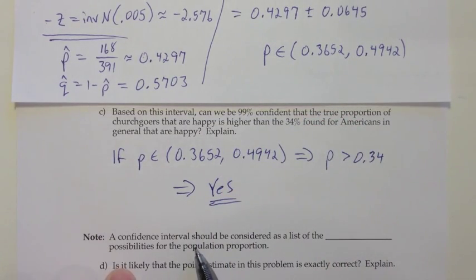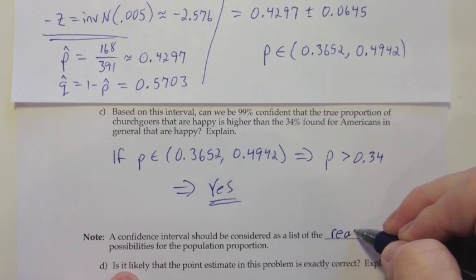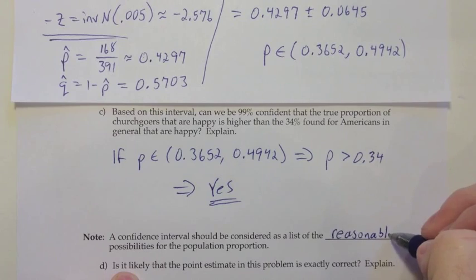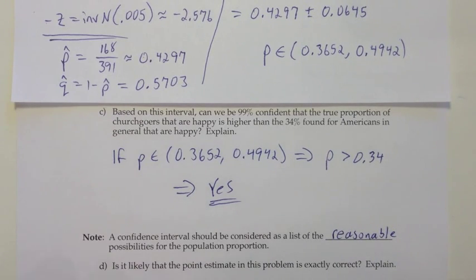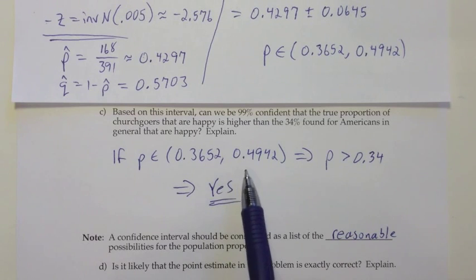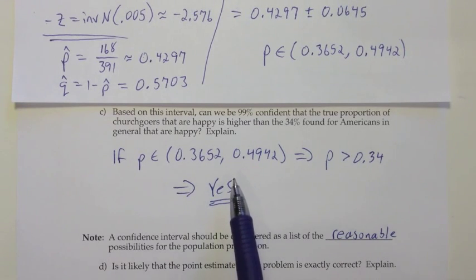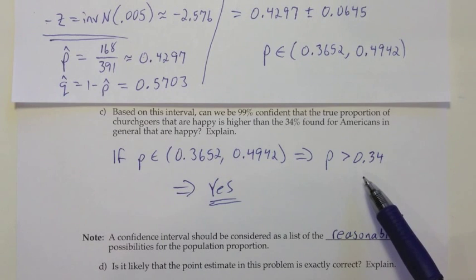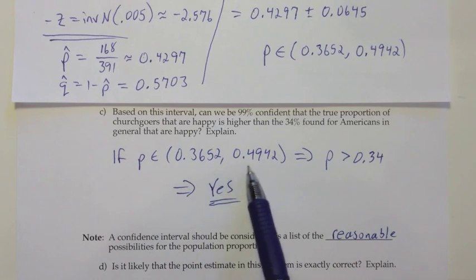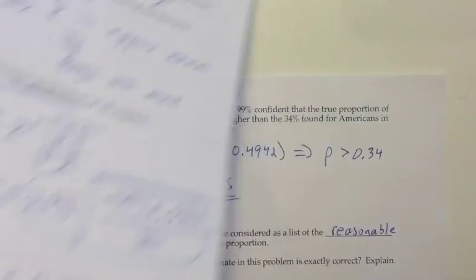So a confidence interval should be considered a list of all of the reasonable possibilities for the population proportion. I said the word "if" here because I don't know for certain that p is in this interval, but I'm confident that it's in there. These are the things that are reasonable possibilities for p, and all of those reasonable possibilities provide a yes. So when our entire interval is a yes to the question, that's when we can say yes based on that interval. Alright, let's go ahead and continue on.